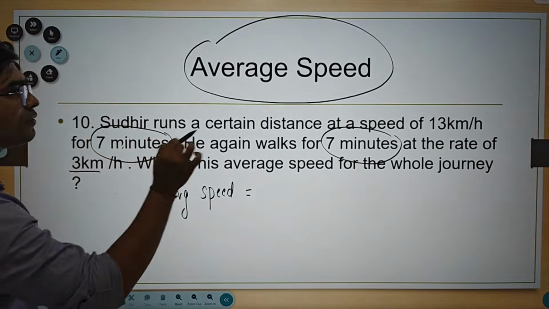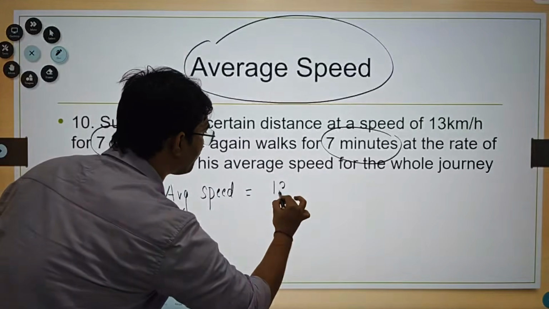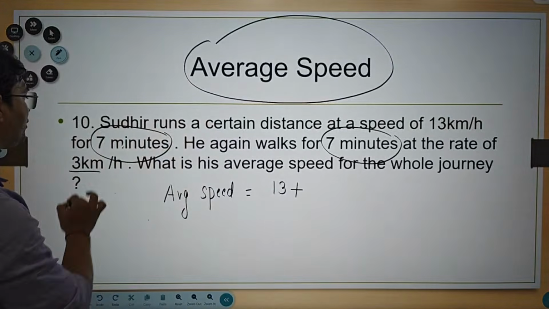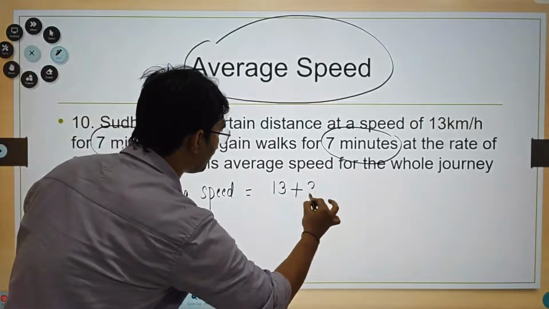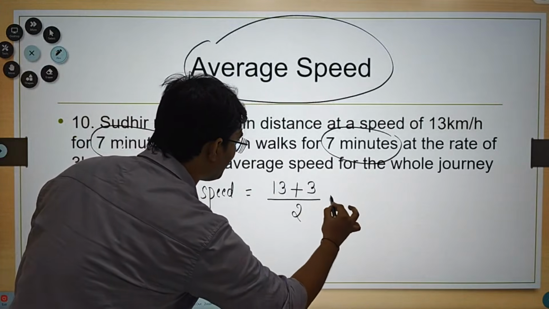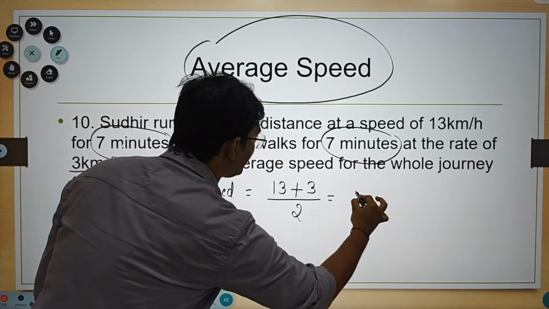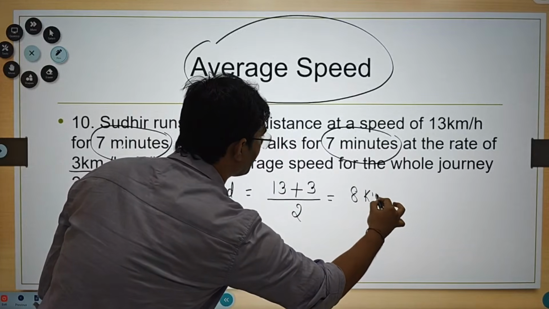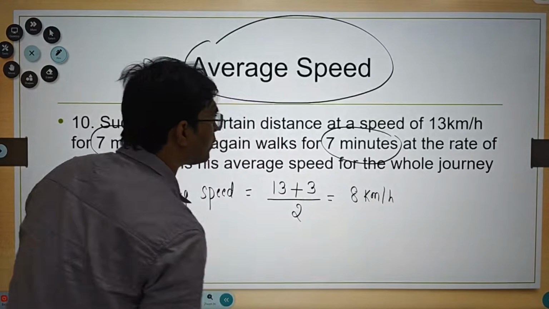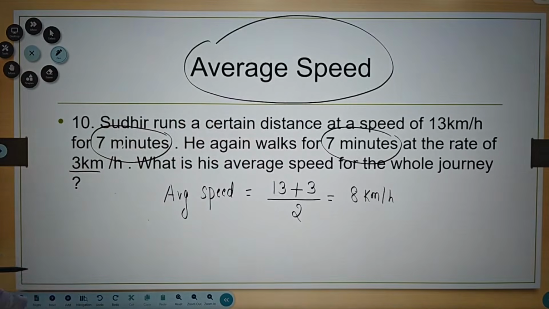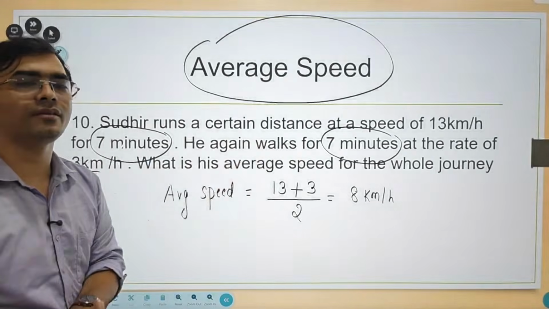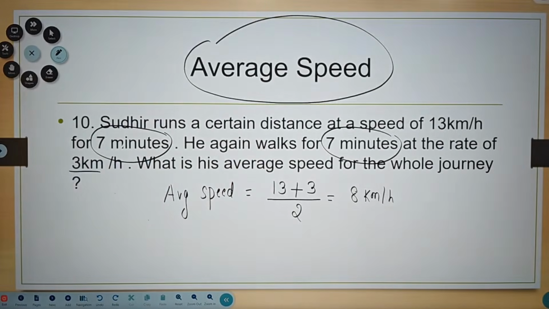What is the speed in the first case? 13 kilometer per hour. In the second case, the speed is given as 3 kilometer per hour. So the average speed will be 13 plus 3 by 2, which is 16 by 2, or 8 kilometer per hour. Right? So whenever time is constant, directly we can find the value of average speed, which is the average of both the speeds. Right? Let's go with one more problem.